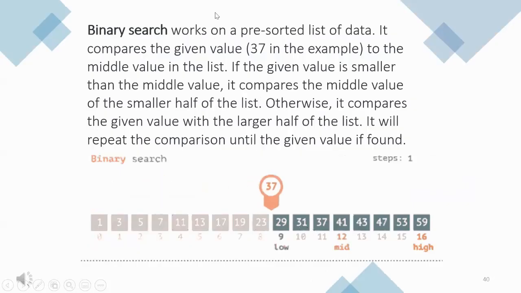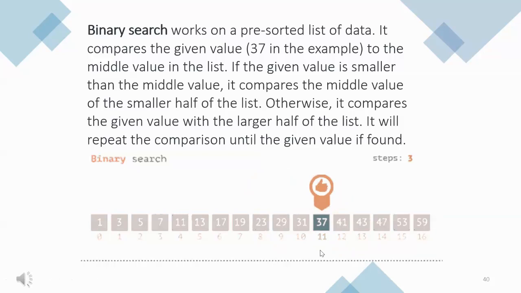Binary search works on a pre-sorted list of data. It compares the given value, 37 in this example, to the middle value in the list. If the given value is smaller than the middle value, it compares with the middle value of the smaller half of the list. Otherwise, it compares the given value with the larger half of the list. It will repeat the comparison until the given value is found.